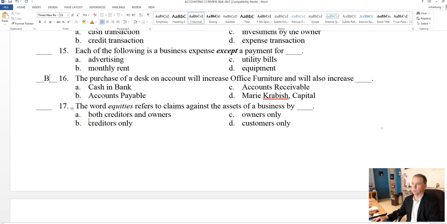And the last one we will do here. The word equities refers to claims against the assets of a business by both creditors and owners. Creditors only, owners only, customers only. Well, the correct answer here is A, both creditors and owners, because liabilities is a type of equity, but it's a type of equity in which somebody outside of the business has a claim to the assets. So the best answer here is A.